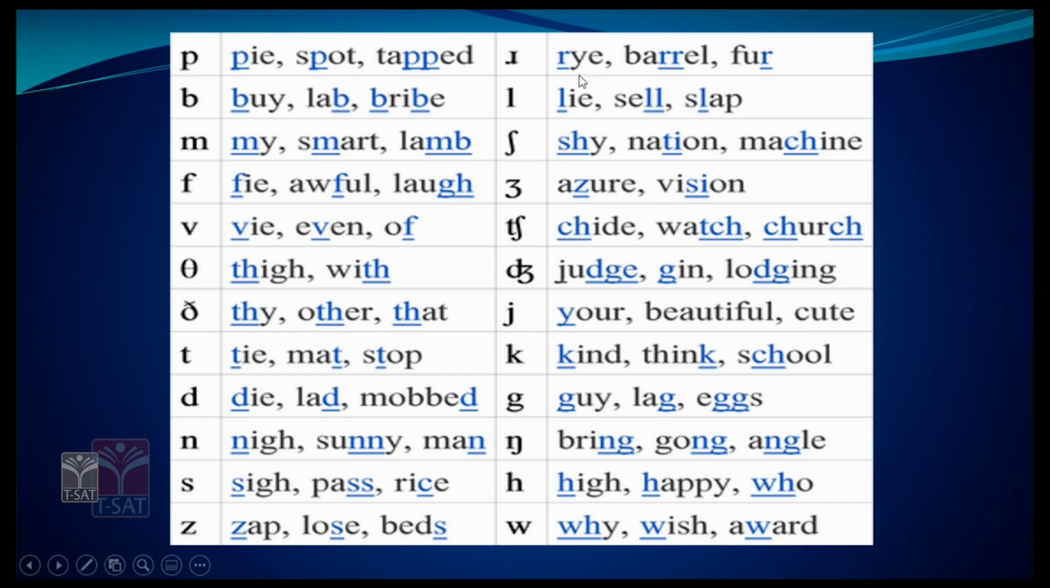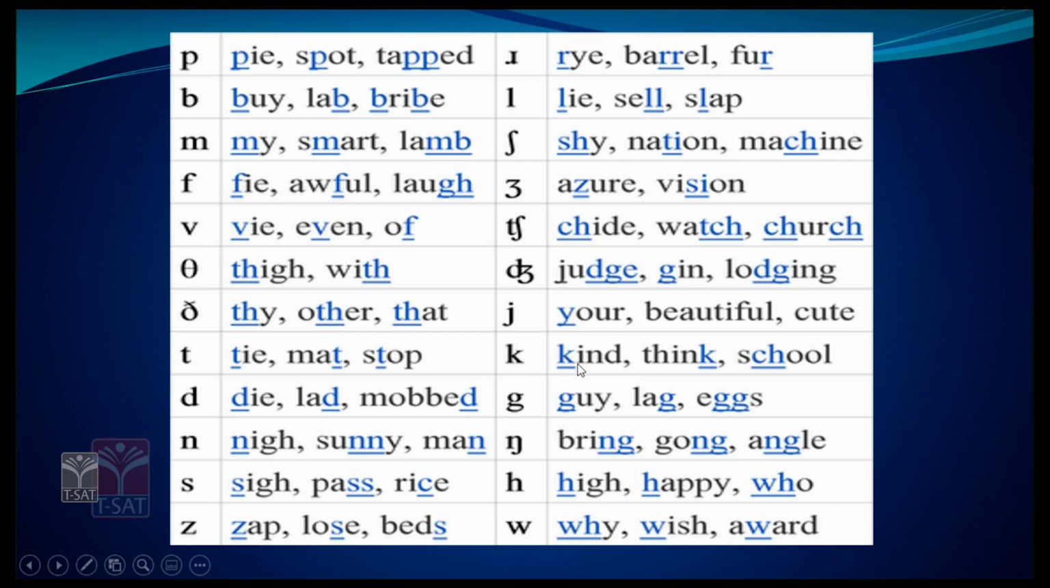r as in rye, barrel, and fur. l as in lie, sell, and slap. sh as in shy, nation, machine. zh as in azure and vision. The sound zh doesn't occur in word initial position in the English language. And ch as in child, watch, church. j as in judge, gin, lodging. y as in yaw, beautiful and cute.